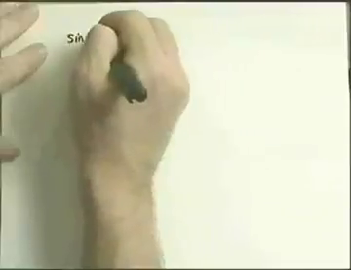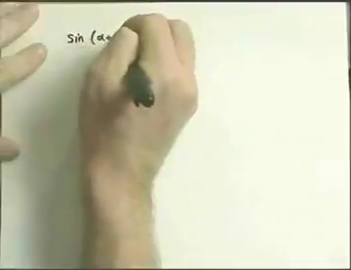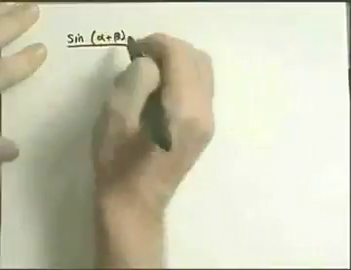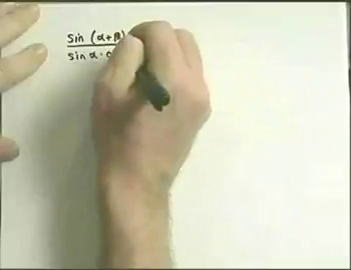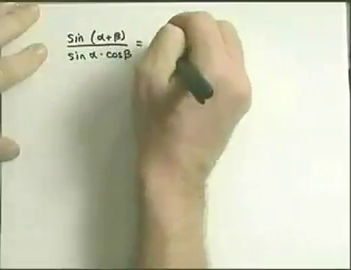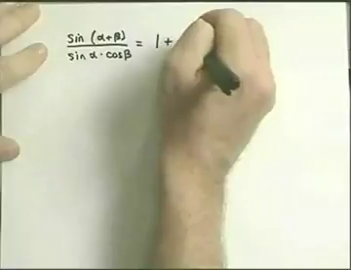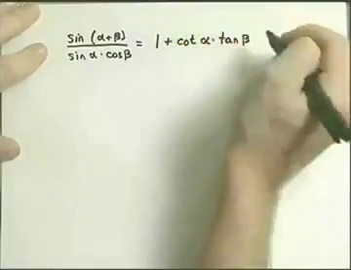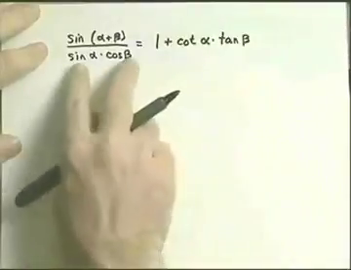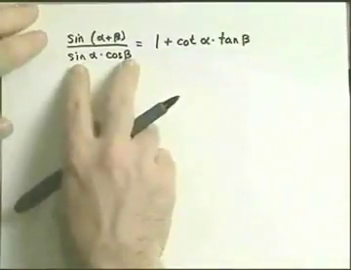Let's try and establish one additional identity. The next identity that we're going to establish is sine of alpha plus beta divided by the sine of alpha times the cosine of beta equals 1 plus the cotangent of alpha times the tangent of beta. I would argue that the left-hand side is the more complicated side.